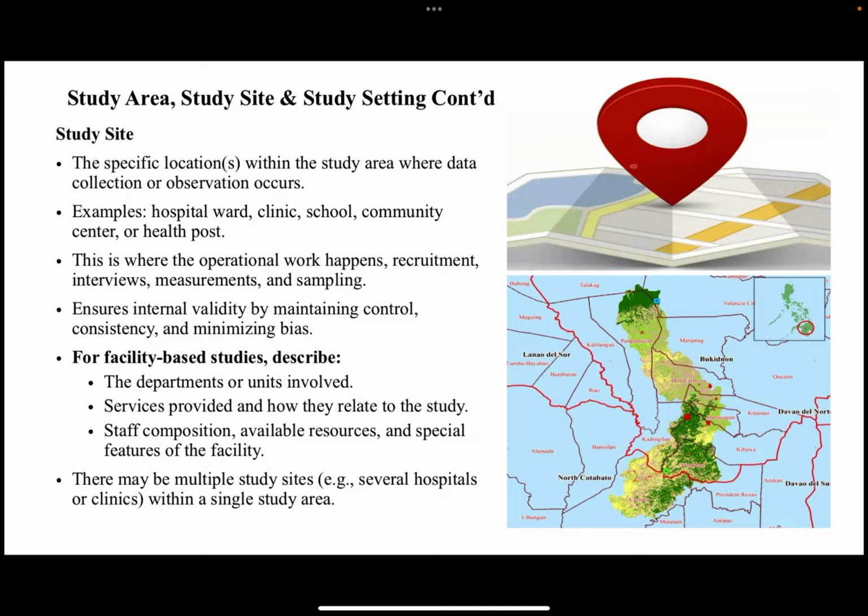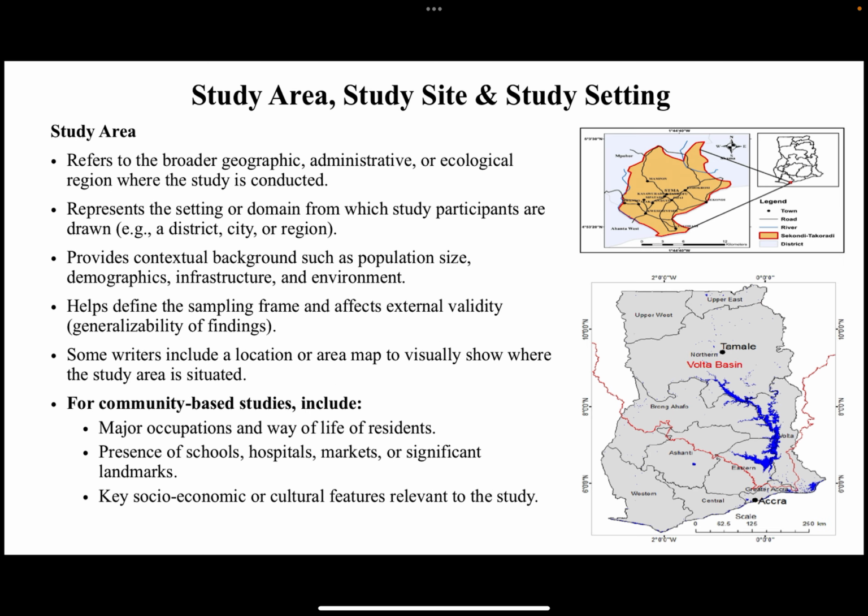Okay. And also, we can have some studies that may have multiple study sites. For example, you can be doing a research that uses selected hospitals, or you can do a research conducted within a single health facility. Great. Now let's look at the difference between the study area and the study site.